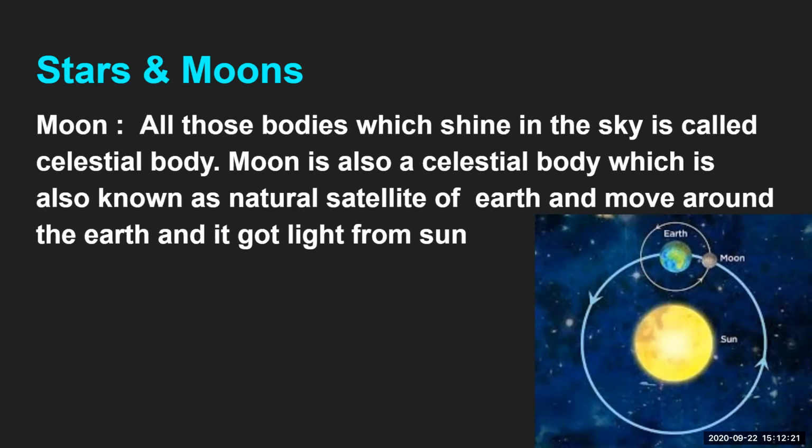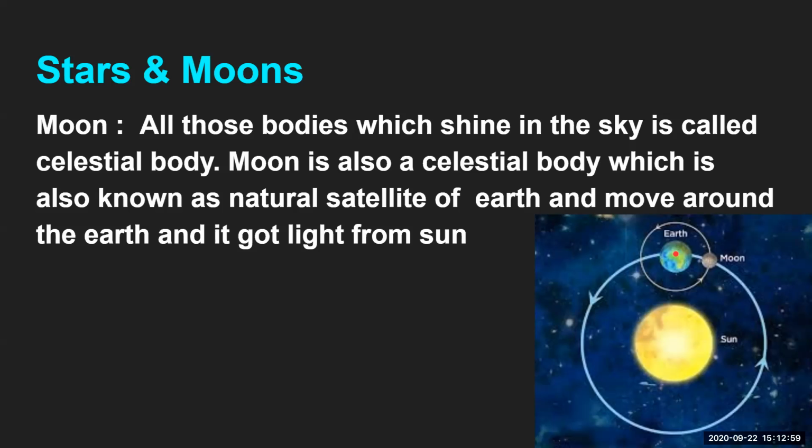So moon is also a celestial body, and it is the natural satellite of our earth because it always rotates around our earth. And moon doesn't have its own light. Yes, it shines, but moon doesn't have its own light. It gets light from the sun. As you can see in this diagram, here is our sun, here's our moon, and this is our earth. So sun gives light to the moon, and moon gives light to the earth. That's why moon shines.